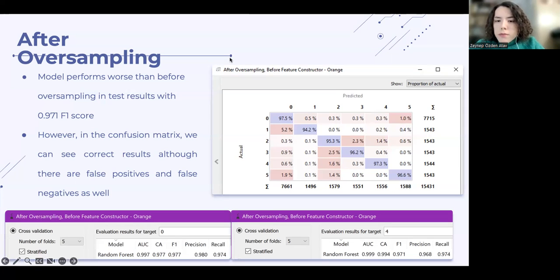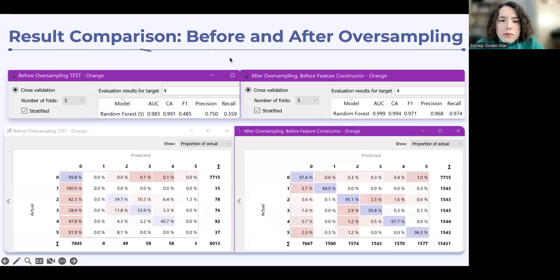Next slide, please. And as you can see over here, we have all of the results side by side to be able to compare. Before our oversampling for our fourth target, our F1 score was really low at 0.4, but after we oversampled, we saw a significant increase in the F1 score, as well as the rest of the parameters.